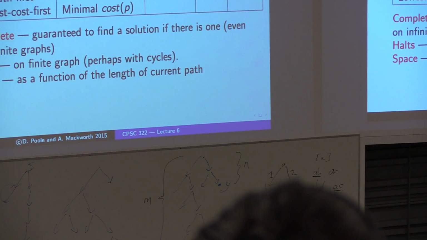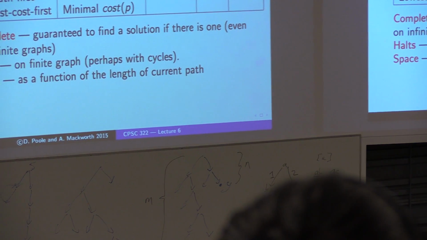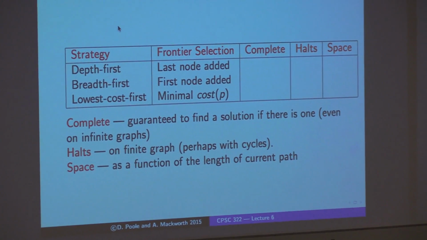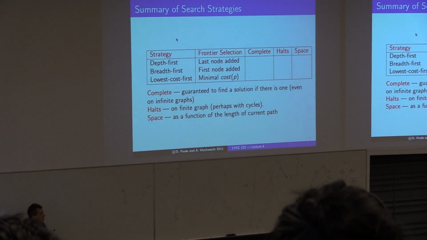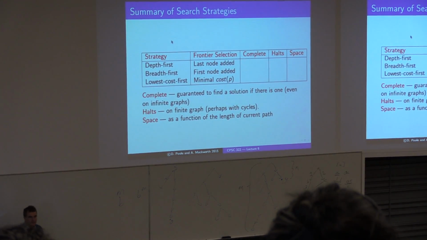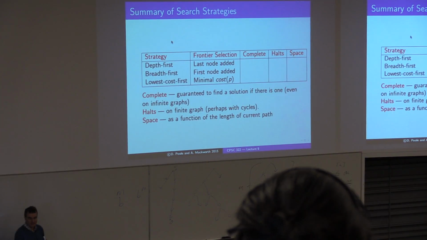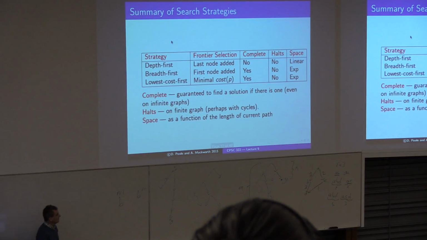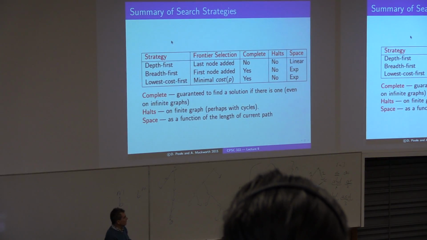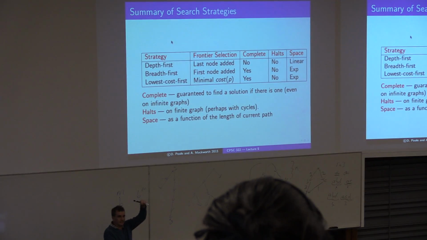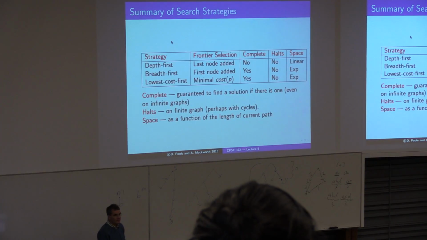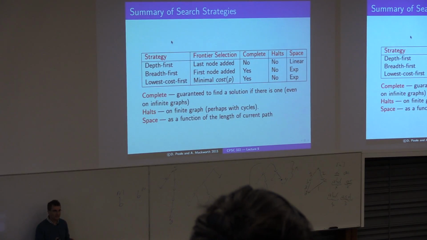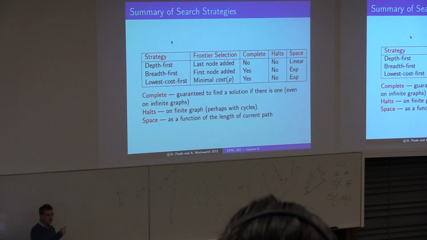So what we've done so far are these methods here: depth first, breadth first, and lowest cost first search. Complete means it's guaranteed to find a solution if there is one. Halts is whether it halts on a finite graph, perhaps with cycles. And the space is a function of the length of the current path. The space of depth first search is linear in the number of paths. Depth first search is not complete. It's not guaranteed to find a path. And none of them are guaranteed to halt because they can all get stuck in cycles. Okay, does that make sense?